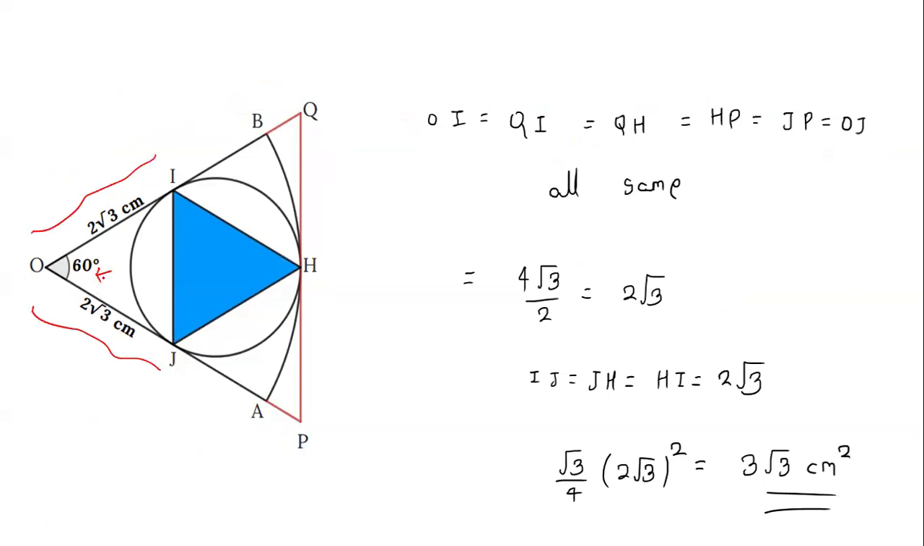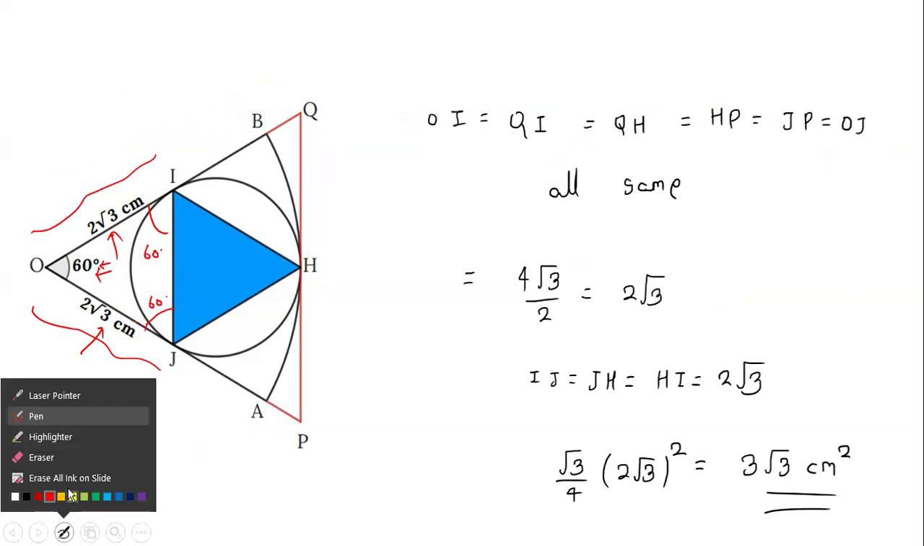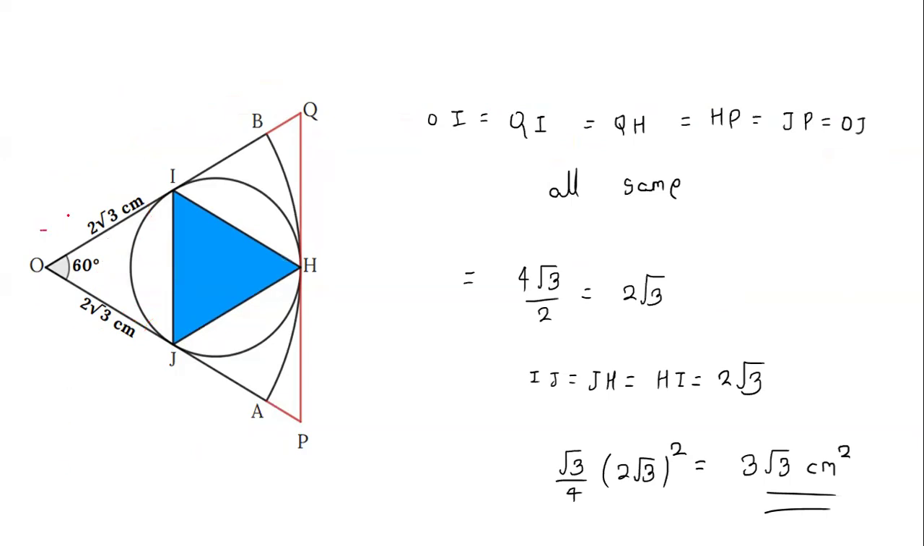And we know this is 60 degree. If this side and this side are same, then triangle OIJ is an isosceles triangle. So this angle and this angle will be same. One is 60, so remaining is 120, which will divide equally. So this will also be 60 and this will also be 60. So this is also an equilateral triangle. If one of the sides is 2 root 3, then this side is also 2 root 3 and this is also 2 root 3. And similarly, this is 2 root 3 and this is 2 root 3.